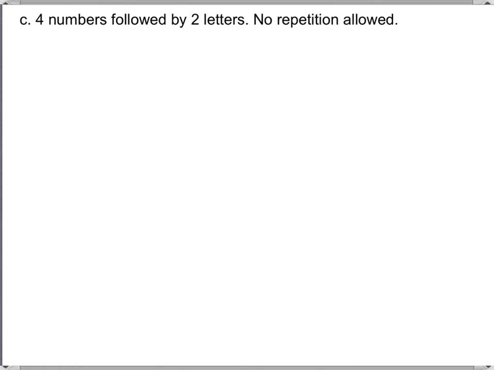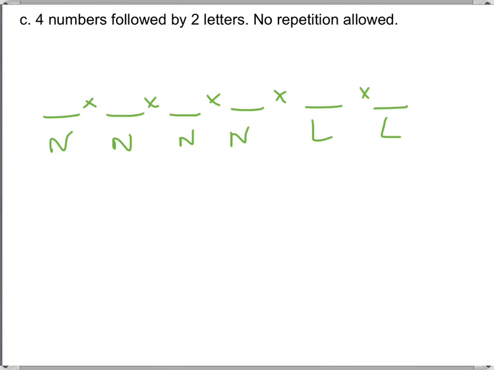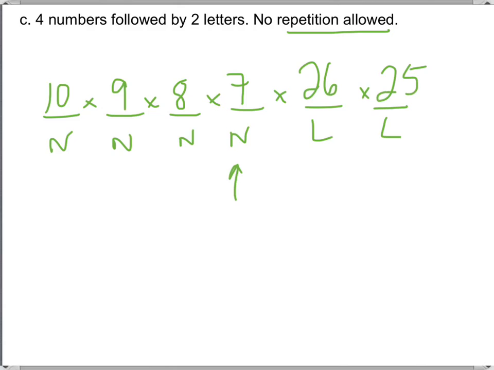Let's say option 4 is 4 numbers, so 1, 2, 3, 4 numbers, followed by 2 letters. But I'm not allowed to repeat anything. So the event of choosing the first number, I have 10 possibilities. There's 10 ways that can happen. And then we have 9 because I assume that I picked one on the first go. And then I have 8 possible numbers to choose from because I'm not allowed to repeat. And then by the time I get to the 4th number, I only have 7 left to choose from. The same goes for the letters. I start with 26 letters, but then I'm not allowed to repeat the letters, so I have 25 options left.